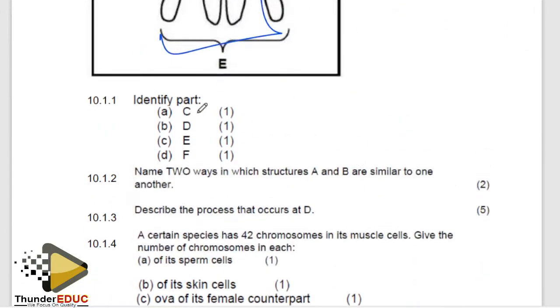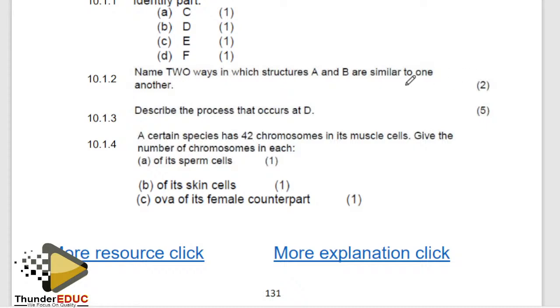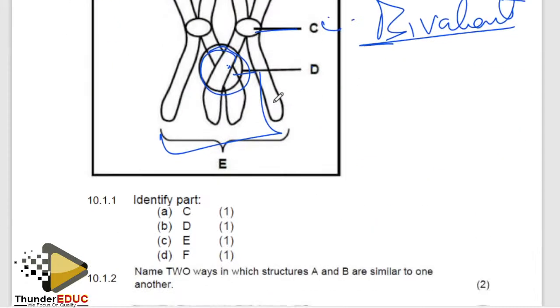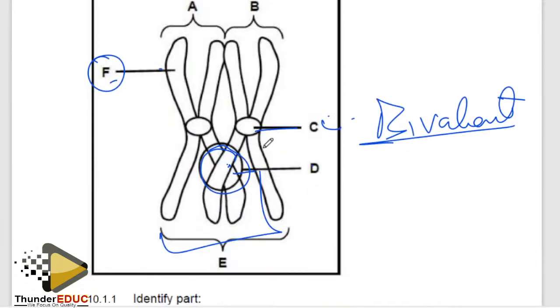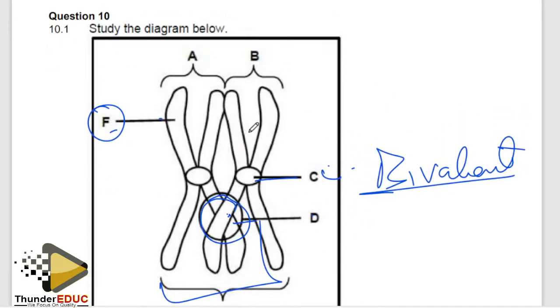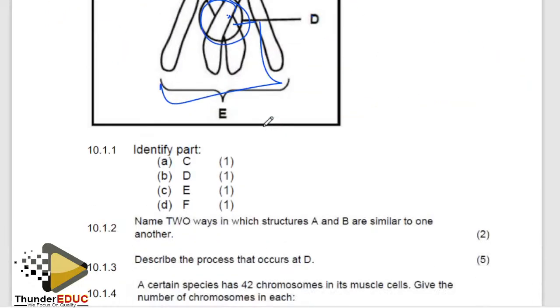Yes, so identify, okay, we have done that. Name two ways in which structure A and B are similar. How are these two structures similar? They have the same size and shape. Number two, they have the same position, the locus, the same position of the genes. They are not the same chromosome. If they were the same chromosome, you would look exactly like your father.